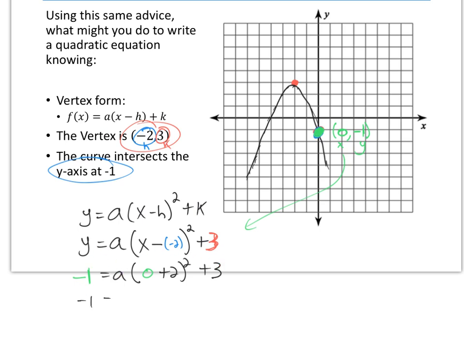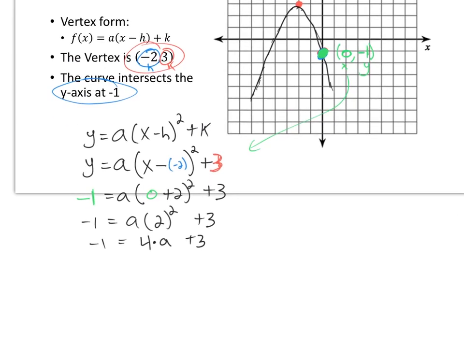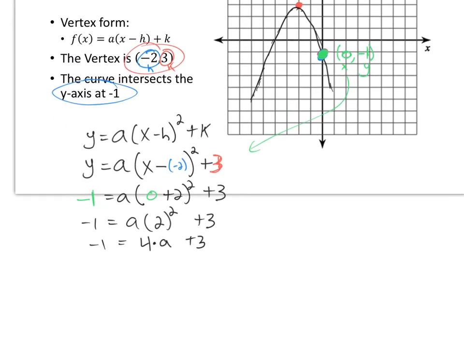Well, this is just solving at this point. So we've got -1 equals a times 0 plus 2 is 2, so 2 squared plus 3. So that's really 4 times a plus 3 equals -1. So then we're doing kind of opposite. So subtract 3 from both sides. So we get -4 equals 4 times a, and then divide by 4. So then we get -1 equals a.